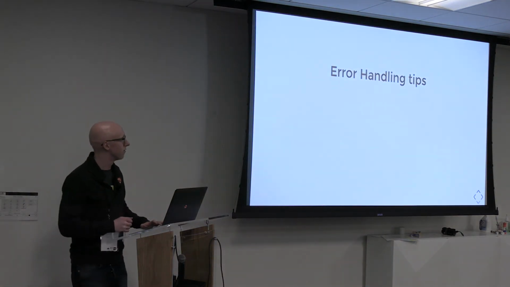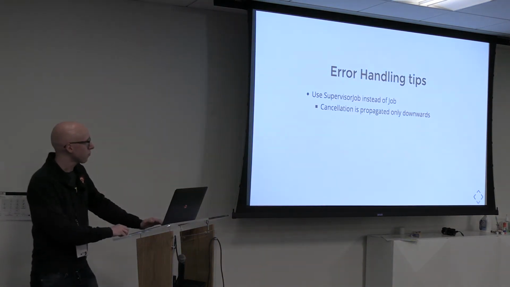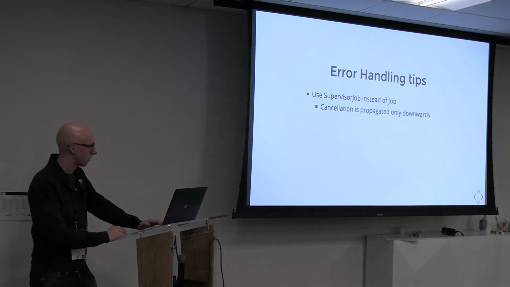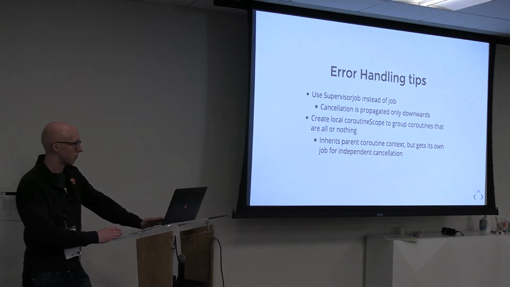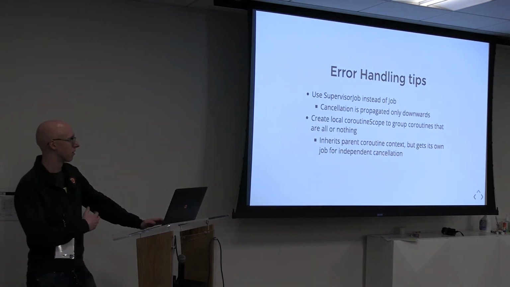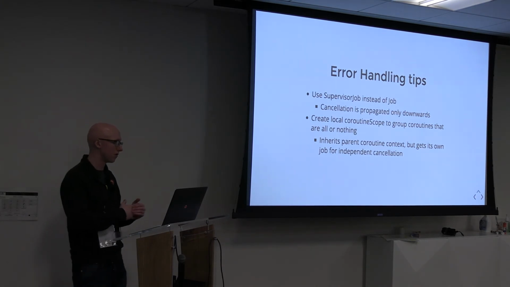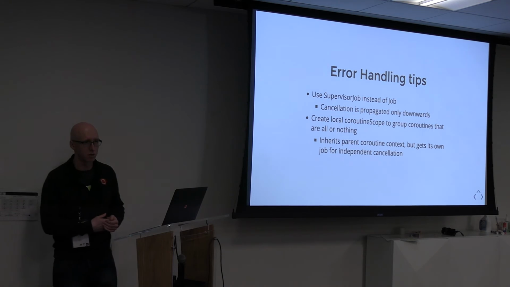So to summarize the error handling tips: use a supervisor job instead of a job, so cancellation is propagated only downwards, or create a local coroutine scope to group coroutines that are all or nothing. The code inside the coroutine scope block will inherit the parent coroutine context, but get its own job for independent cancellation.